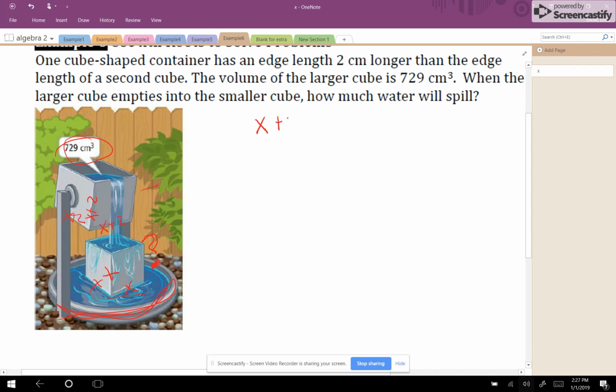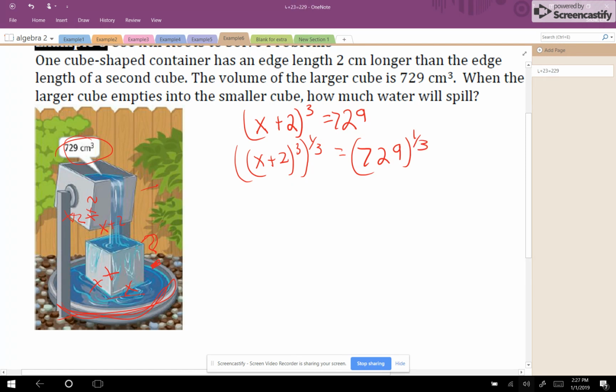So to do that, we need to do our x plus 2 cubed and set that equal to 729. Now, if you'll remember, you have to take everything to the 1/3. What you do to one side, you have to do to the other. Then we get x plus 2 equals the cube root of 729, which I think in a previous problem we figured out was 9. If not, you can do that in your calculator. And then we subtract 2 from both sides, which means that x is 7.